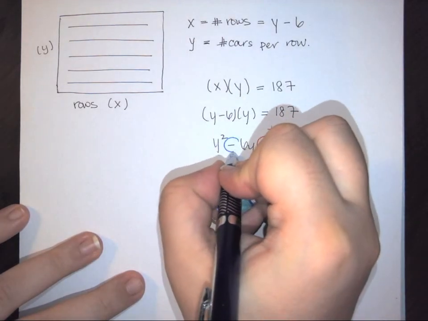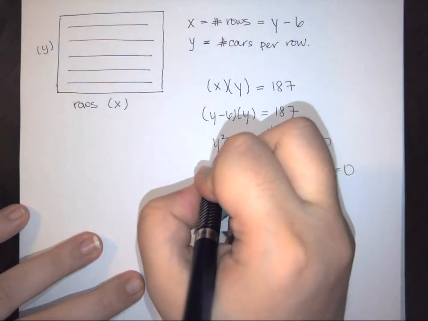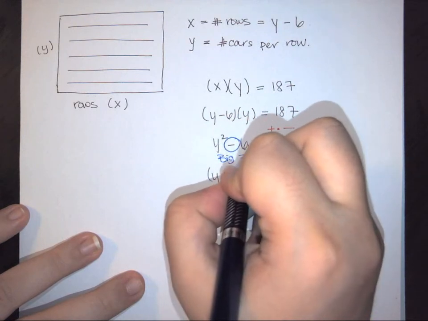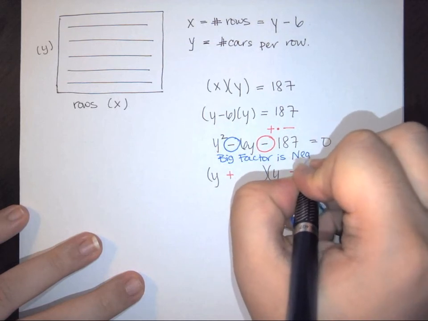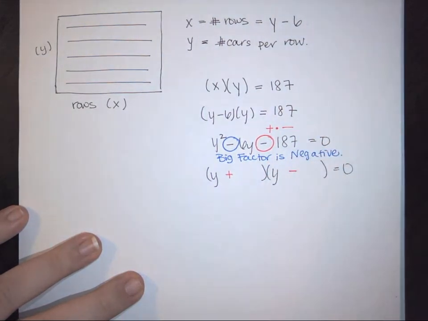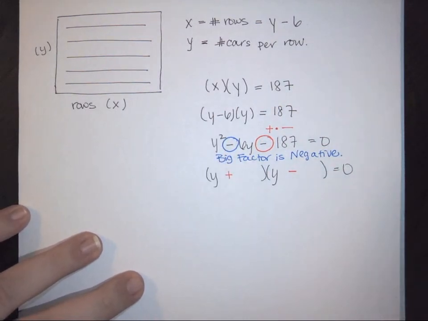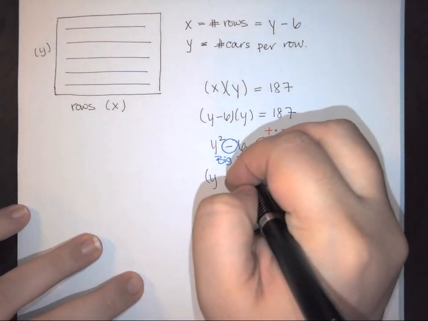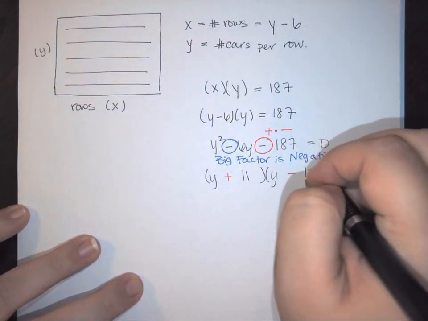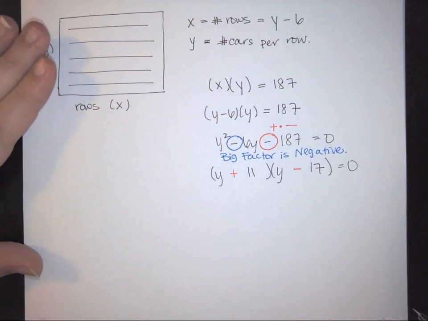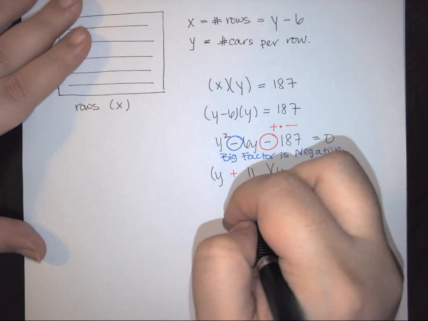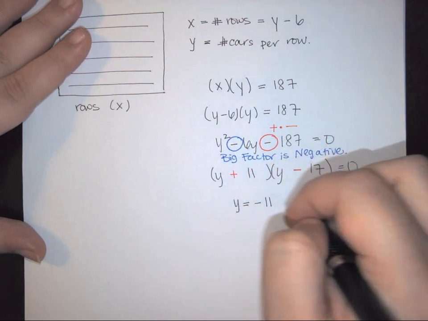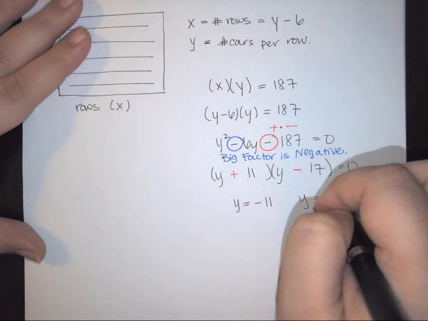This front sign here tells us that the bigger factor is negative. And then I need factors of my 187 that will give me negative 6 as a result. So in that case, we're going to have 11 and 17. So here we're going to go ahead and solve. So in this case, we're going to have y equals negative 11 and y equals 17.